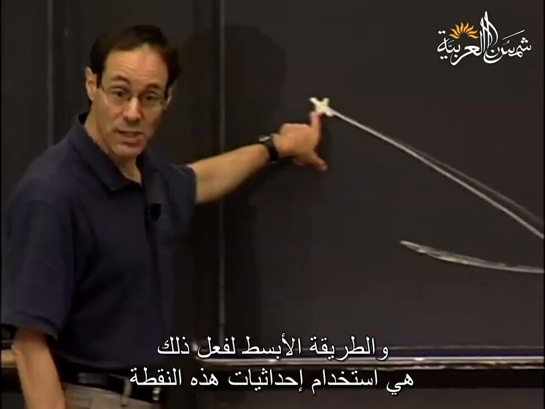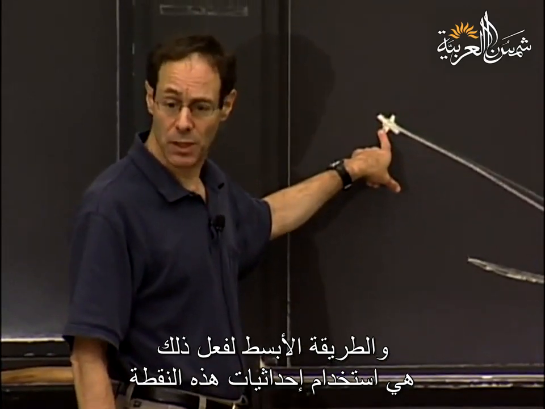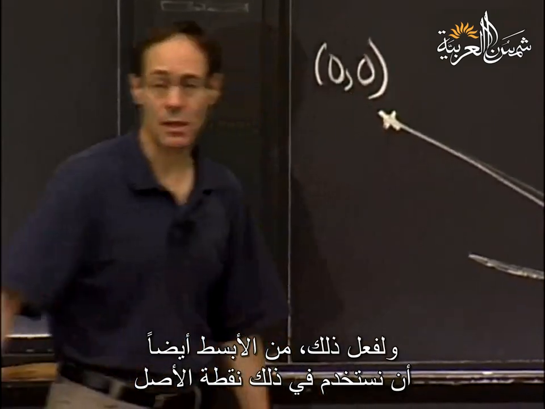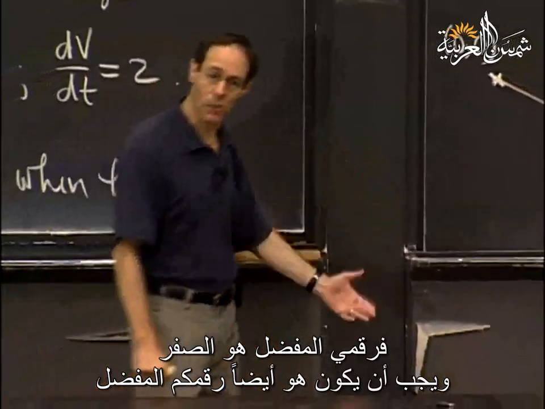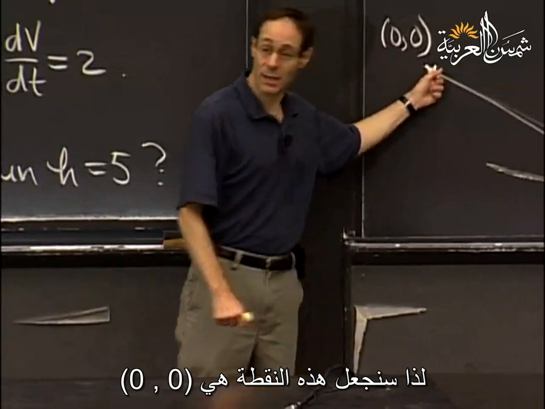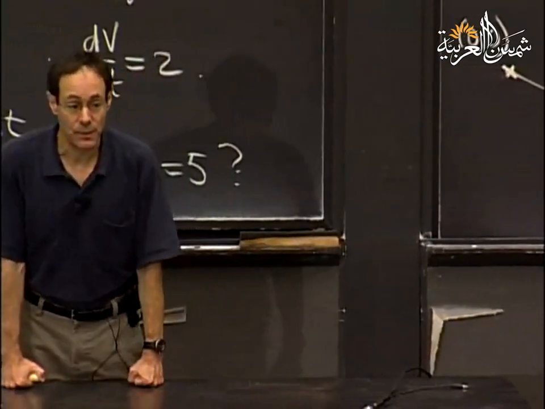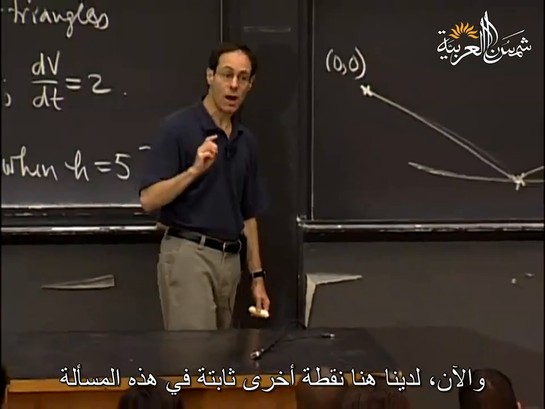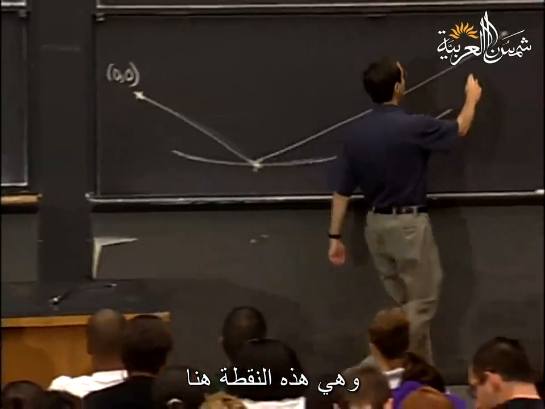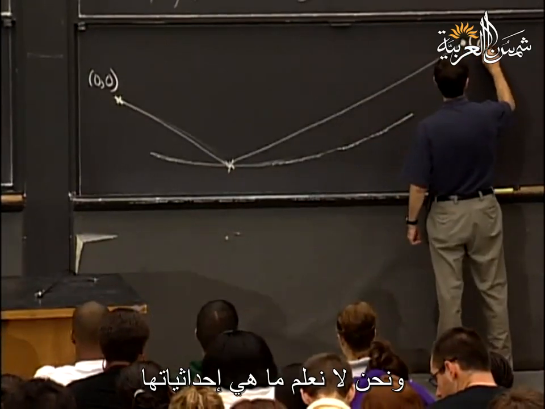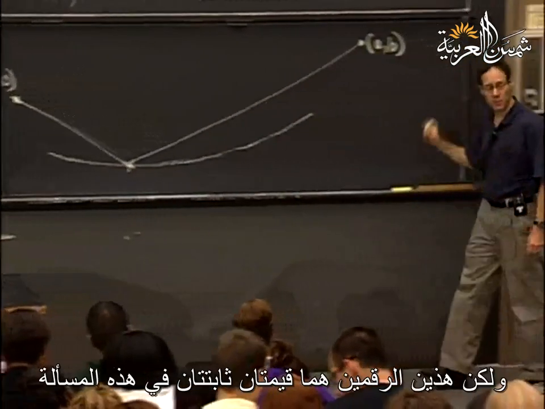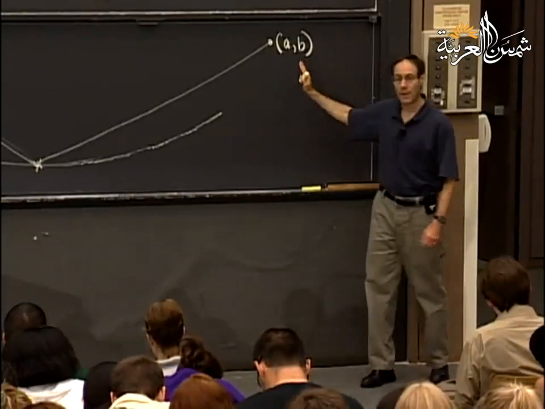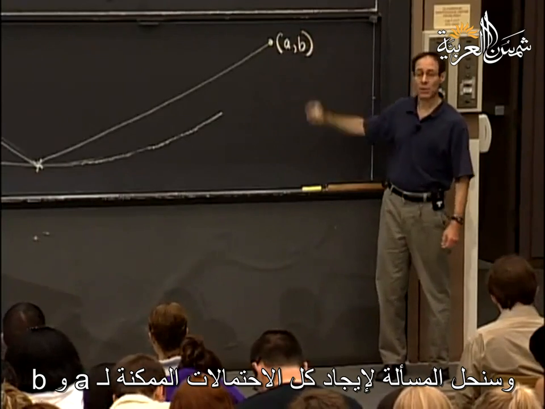So the simplest thing to do is to use the coordinates of the plane. And if you do that, it's also easiest to use the origin. My favorite number is 0, and it should be yours too. So we're going to make this point be (0, 0), all right? Now, there's another fixed point in this problem, and it's this point over here. And we don't know what its coordinates are, so we're just going to give them letters, A and B. But those letters are going to be fixed numbers in this problem. All right? And we want to solve it for all possible A's and B's.